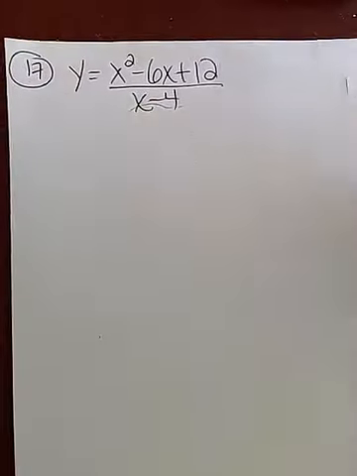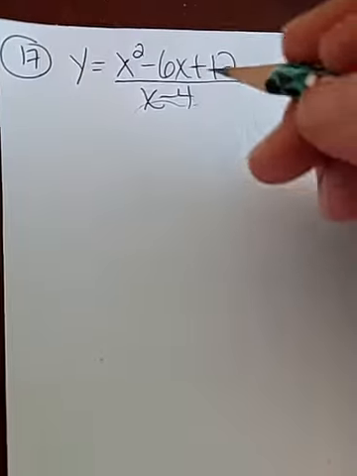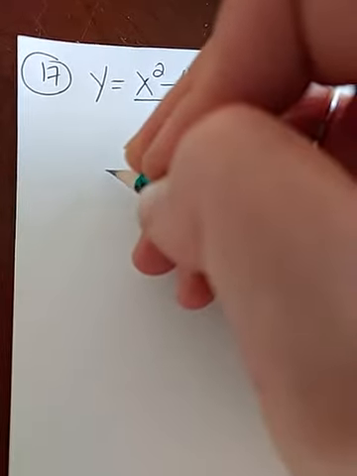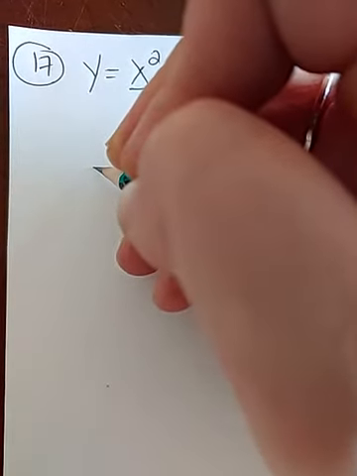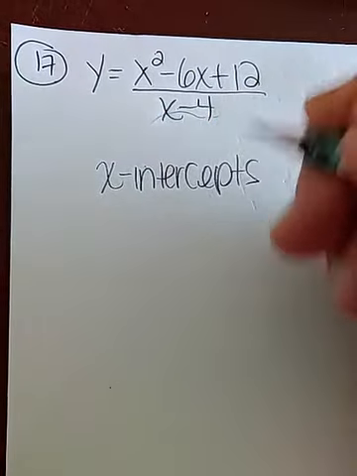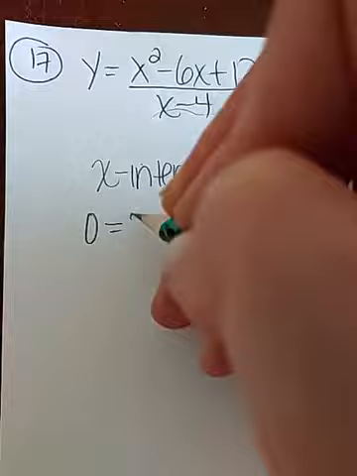Okay, this is number 17. So I'm going to sketch this rational function. I'm going to find a few important pieces of information before I find the derivative. So first I'm going to find the x-intercepts by setting y equal to 0.